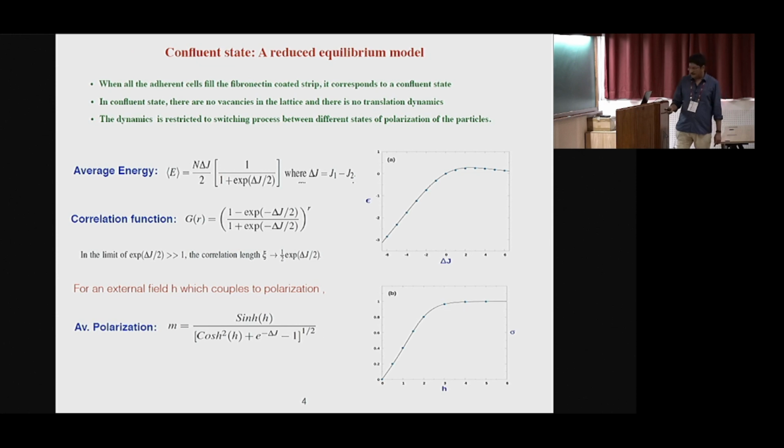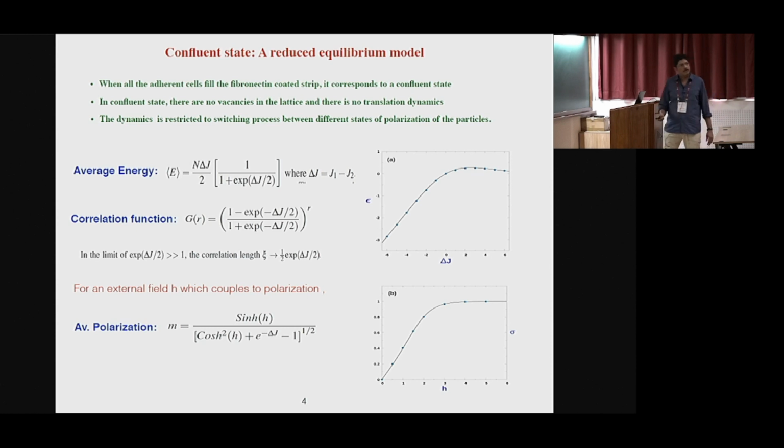So the first situation I consider is when you have such a substrate completely filled by adherent cells, and that situation would correspond to what is called the confluent state. In such situations, of course, there are no vacancies in the lattice and there is no translation dynamics. However, due to the effect of contact inhibition locomotion, there would be dynamics related to flipping the directions of the polarities of the individual cells.